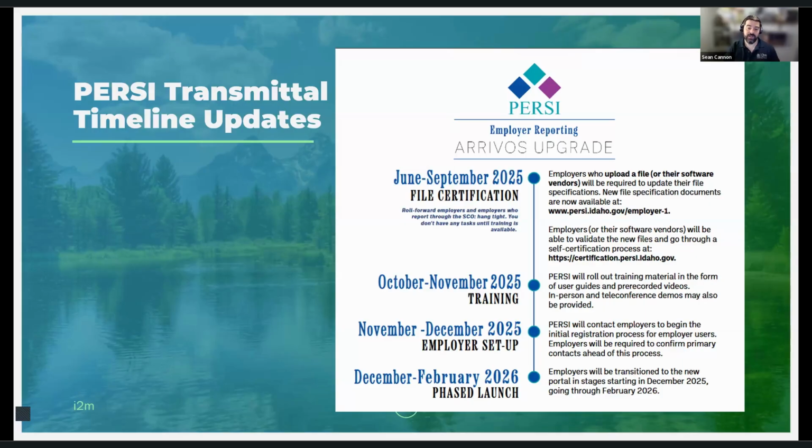Originally, they were going to do employer setup in October. That's been moved back to November. And then the phased launch was going to start in November, but they've shifted that back to December. So we're doing our best to watch this closely. We're trying to keep track of anything that PERSI changes with the timeline and make sure that we are aligning our release of the new PERSI transmittal files with when they're actually going to let you start the setup and the confirmation pieces that they want all of you to do. So we're keeping track of the timeline.